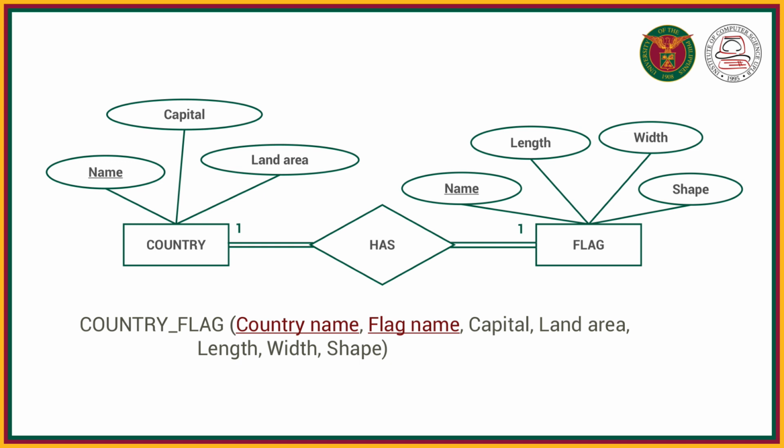The naming convention really depends on what you're using in your team. So for this particular example, we use country underscore flag. And then we'll just let all the attributes copied as is into this relation. Ang goal naman ng ating diagram is to communicate the design with other people you're working with. So for standardization, we follow the convention.